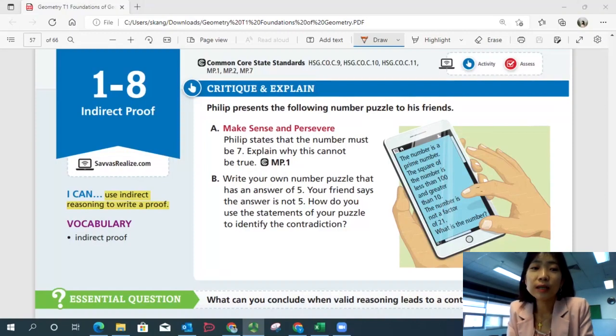Hi, this is Geometry, Lesson 1-8, Indirect Proof. In this lesson, we'll be able to use indirect reasoning to arrive at a proof. Let's start with critique and explain.